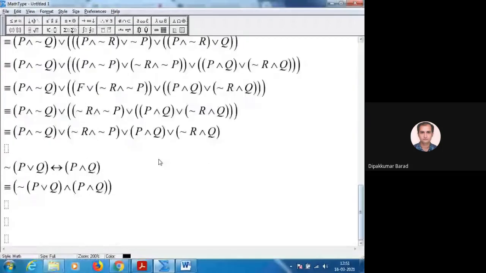Now or, in bracket, again I get a bracket, not P. Not P means negation of negation, I get here P or Q. P or Q. And negation of P and Q. So product of elementary sum. I require product of elementary sum.